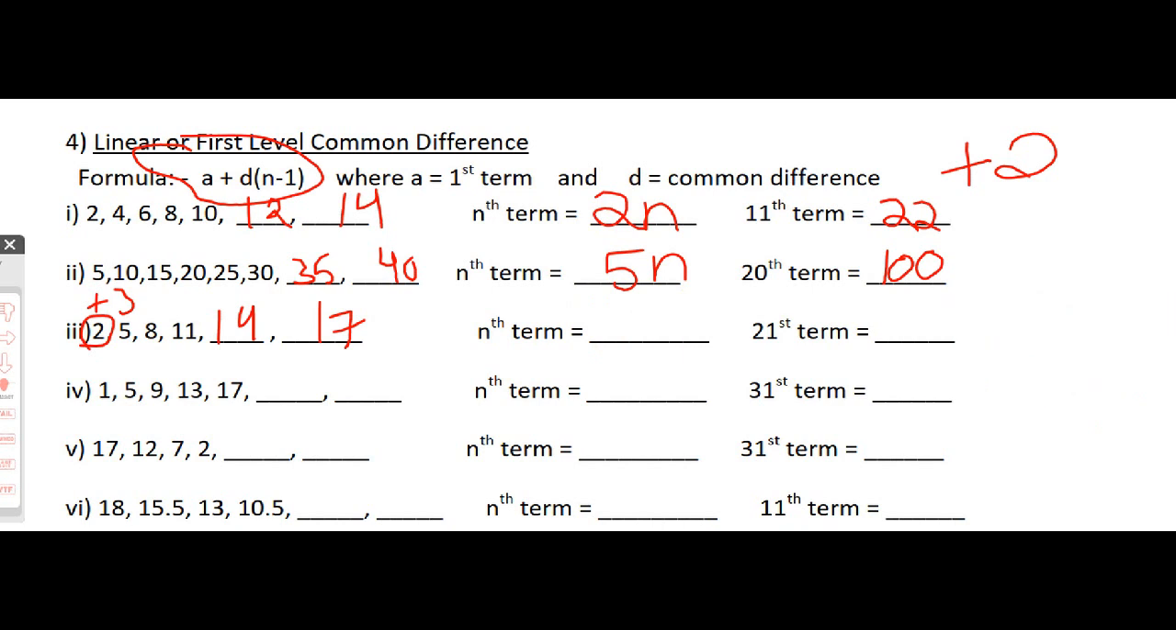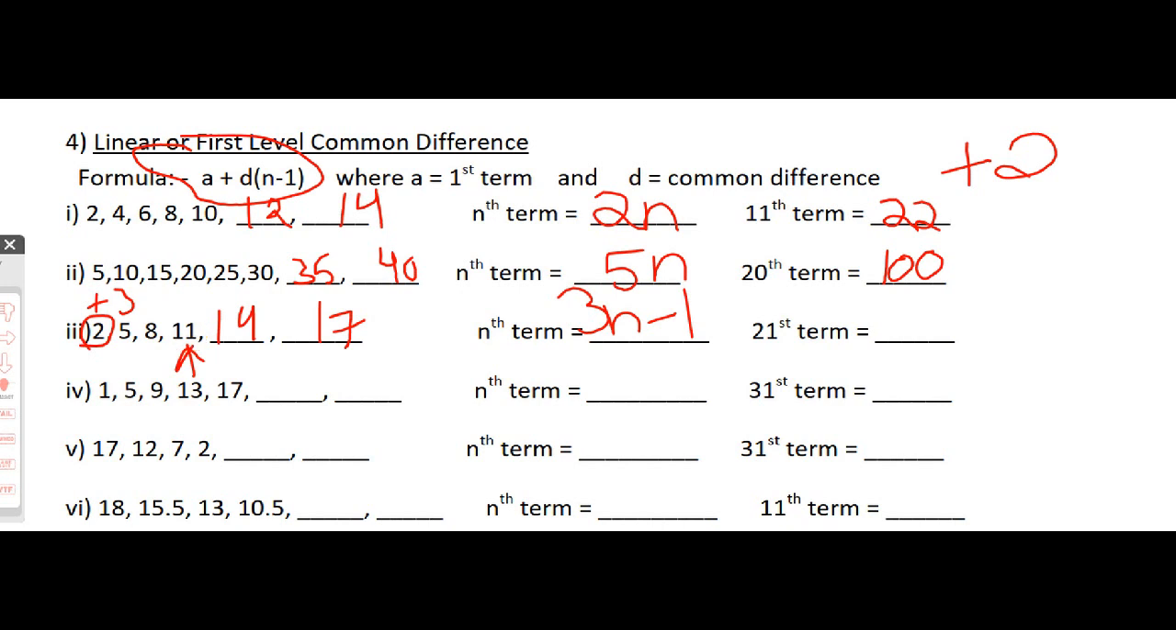3n minus 1. Now let's check our answer. I want to find the fourth term. Write 4 instead of n. So 3 times 4 minus 1 gives us 11. So our equation is correct. Our formula is correct.